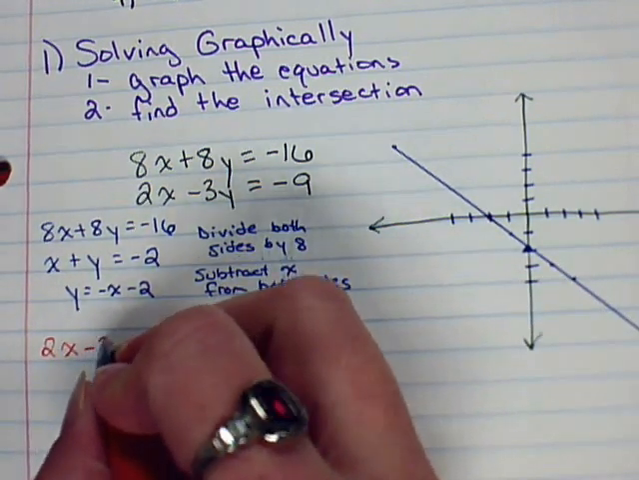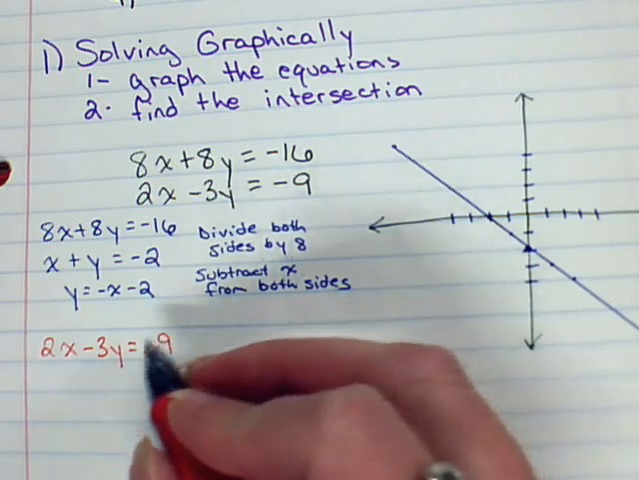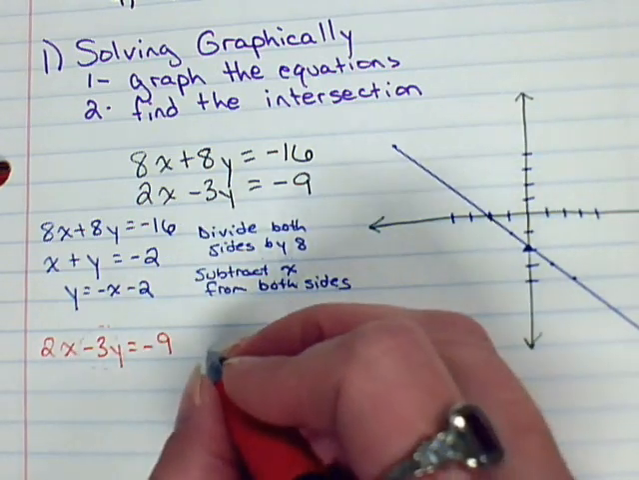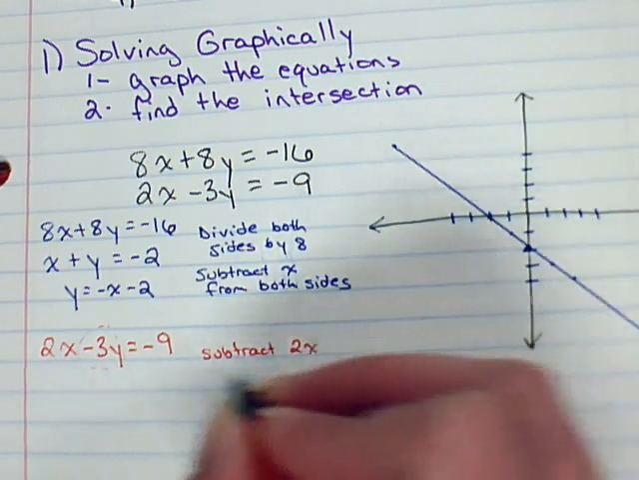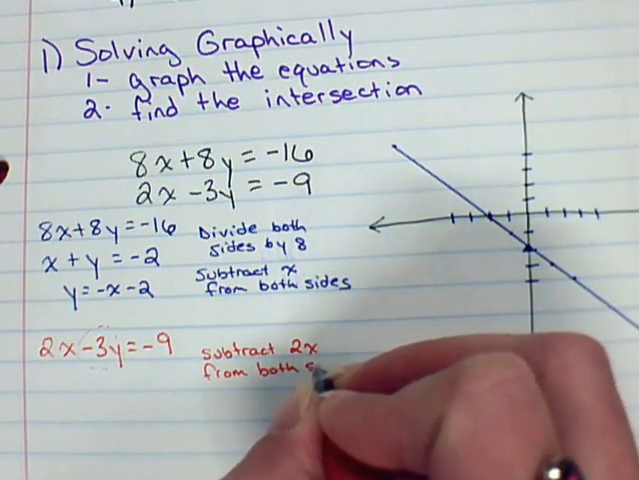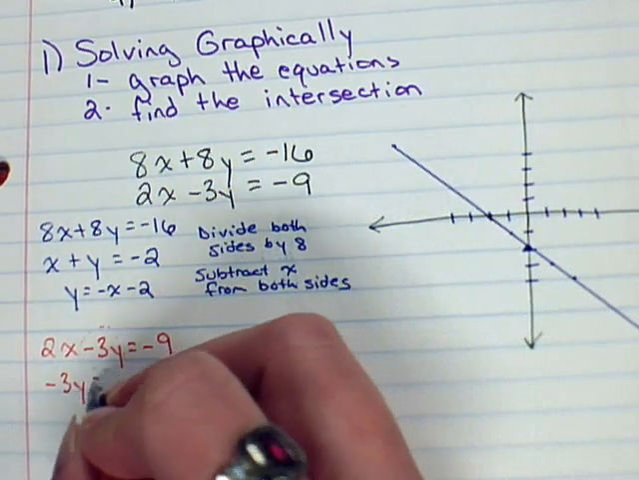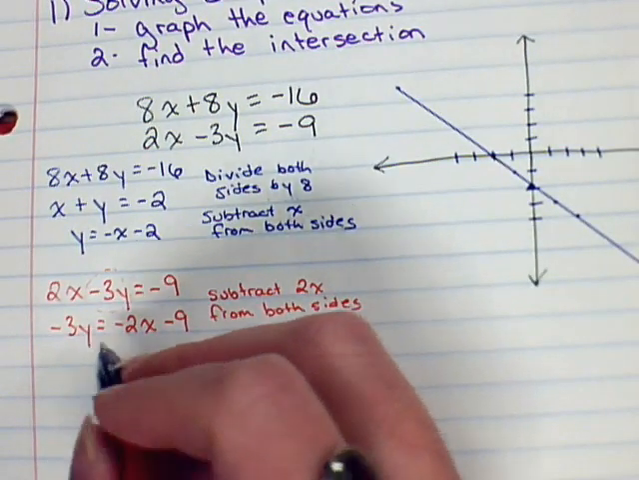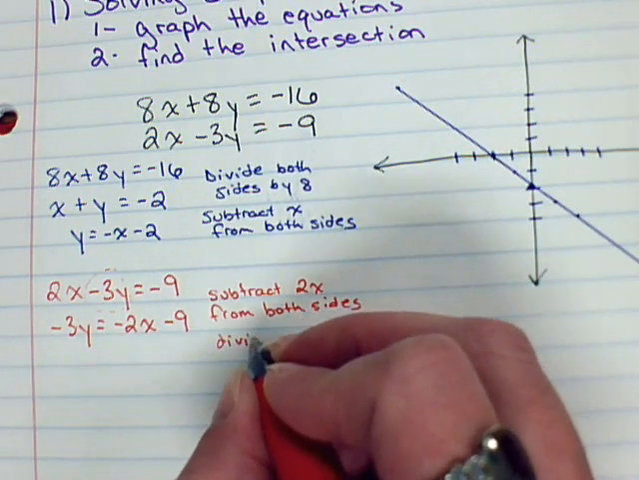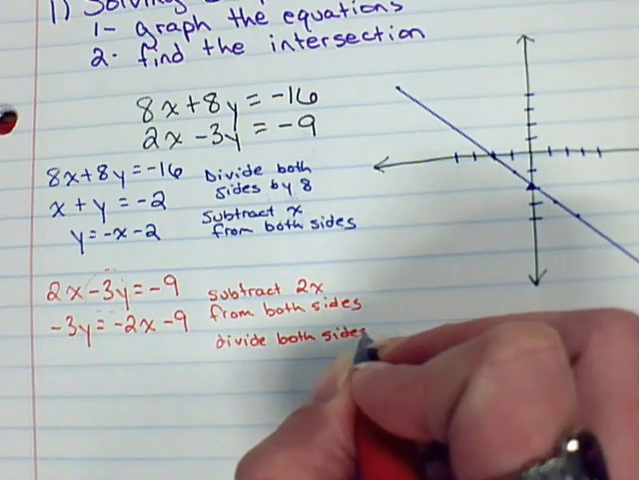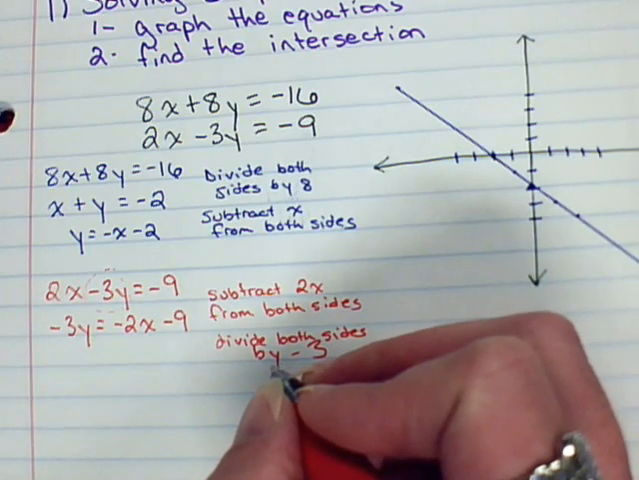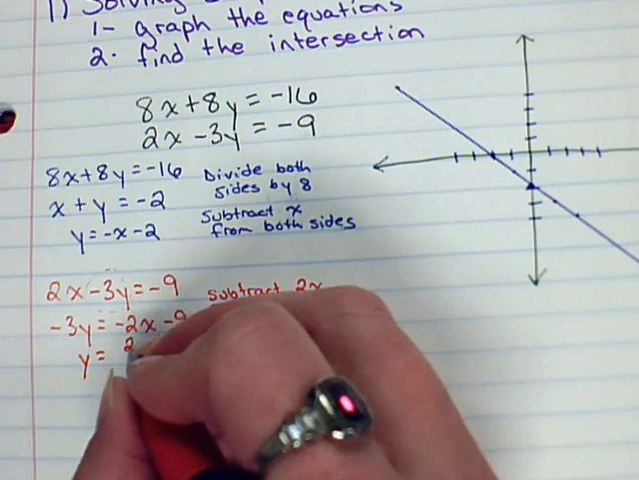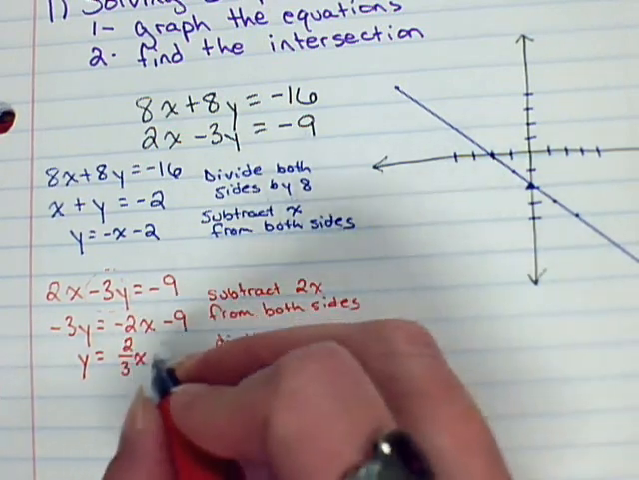We've got 2x minus 3y equals 9. We want to get the term with the y by itself, so I need to get rid of the 2x. We do that by subtracting 2x from both sides. I'll get negative 3y equals negative 2x plus 9. Now we have a negative 3 times the y, so to undo multiplication, we divide both sides by negative 3. So negative 3y divided by negative 3 is going to be y. Negative 2 divided by negative 3 is going to be 2/3 x. And 9 divided by negative 3 is going to be negative 3.